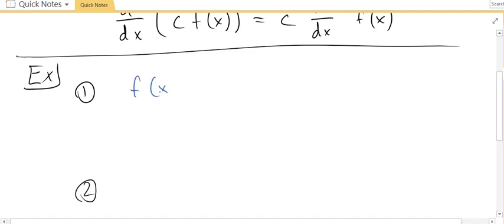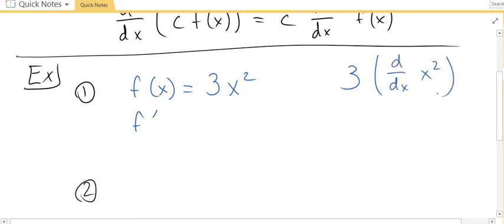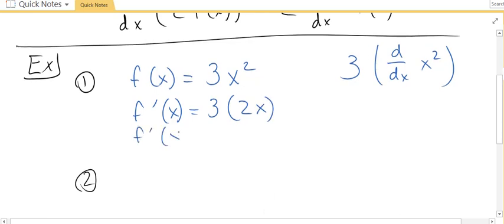So if we want to use an example like we've seen before, if I have f of x equals 3x squared, and I want to find the derivative of this function, then by this theorem, this is going to be 3 times the derivative of just x squared. The derivative of x squared is 2x, so this is going to be 3 times 2x, so the derivative is just going to be 6x.